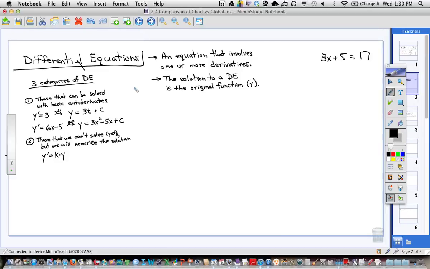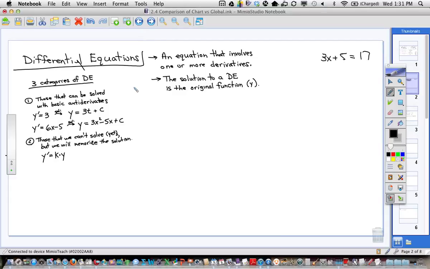This one has an x or no variable. This one has a y. That's a huge difference, because y is the output variable. The reason we know y is the output variable is that we have y prime. We always put the prime on the output variable, like f prime or f double prime.